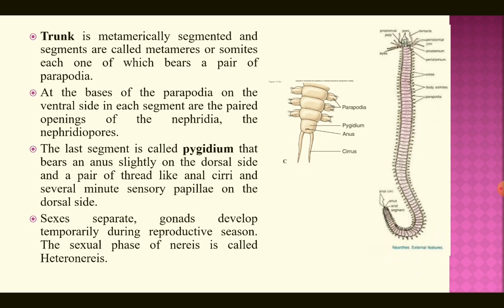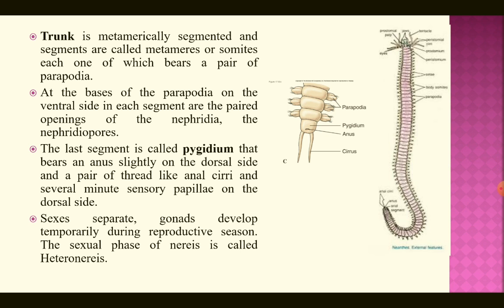The last segment is called the pygidium, that bears an anus slightly on the dorsal side and a pair of thread-like anal cirri and several minute sensory papillae on the dorsal side. Now here is a picture enlarged from this pygidial segment, which shows the anus and the cirri.